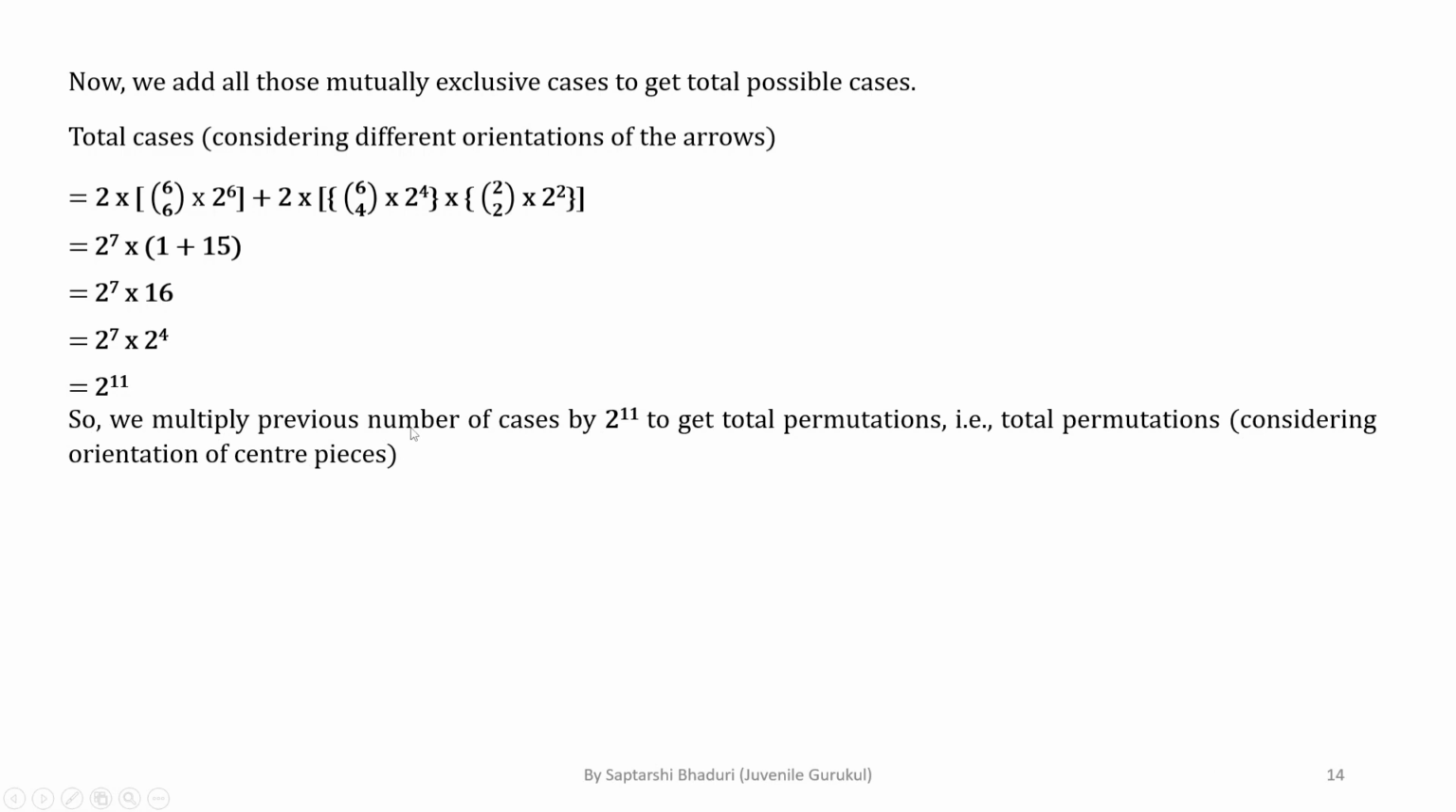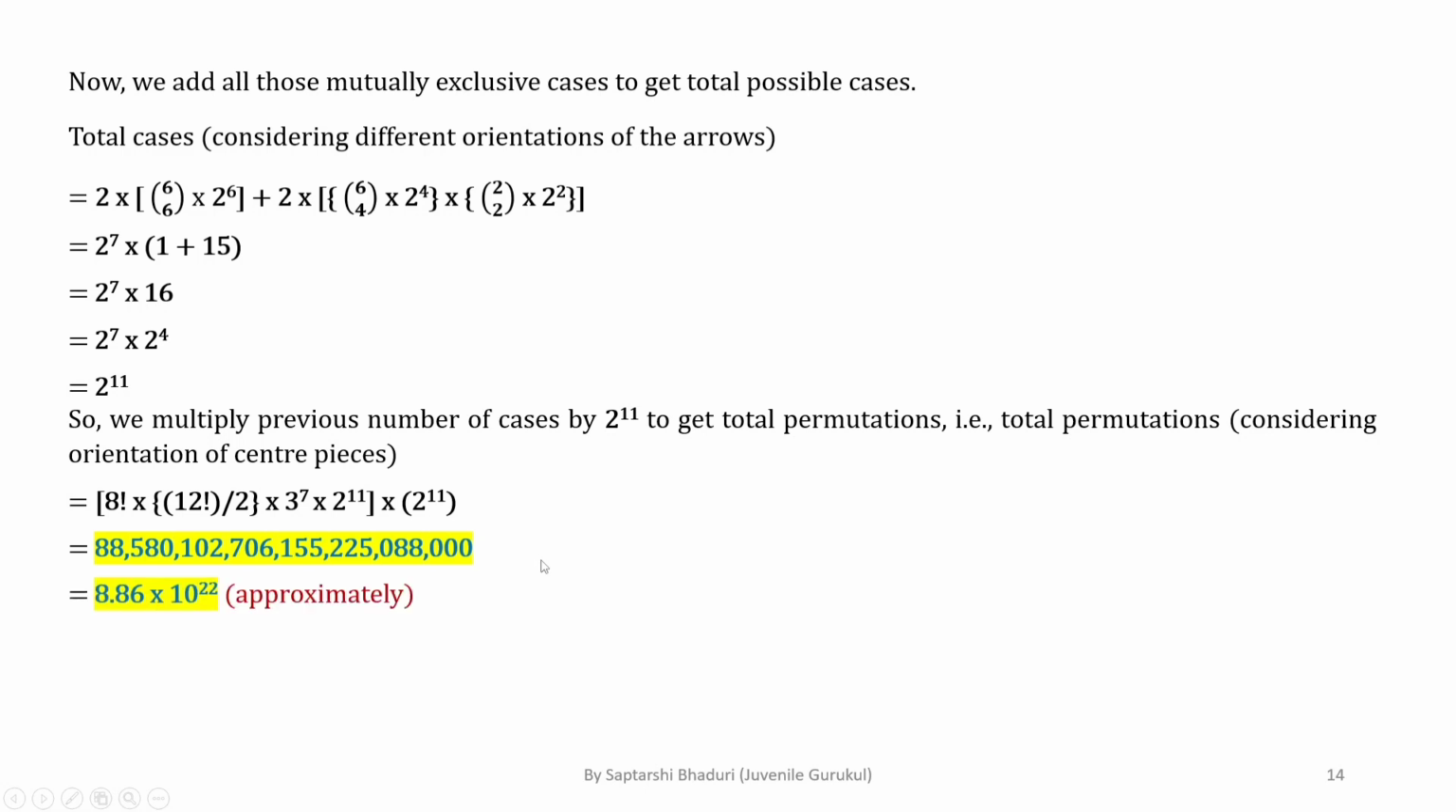So we multiply the previous number of cases by 2 to the power 11 number of extra cases to get the total number of permutations, that is permutations considering orientation of centerpieces, which is equal to 8 factorial times 12 factorial by 2 times 3 to the power 7 times 2 to the power 11 again times 2 to the power 11, which gives us this huge number, which is approximately 8.86 times 10 to the power 22. So these are the total number of permutations possible in a supercube. I hope you found it interesting.